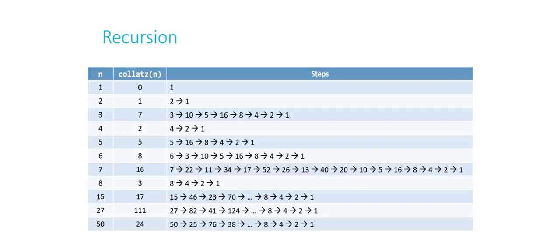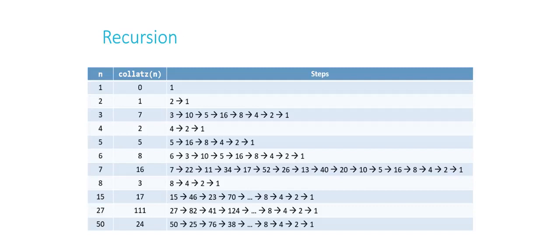Now, I've put up on the screen here a couple of test cases for you to see what these various collatz numbers are, and also an illustration of the steps that need to be gone through so you can sort of see this process in action. So if n is equal to 1, collatz of n is 0. You don't have to do anything to get back to 1. You're already there. If n is 2, it takes 1 step to get to 1.